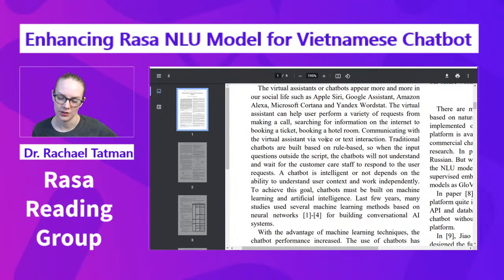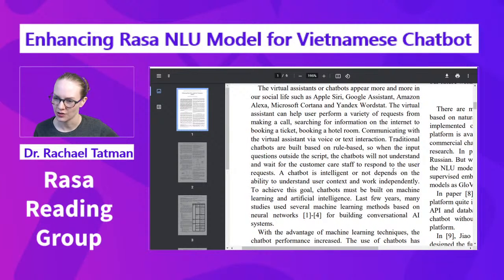Traditional chatbots are built on rule-based systems. So when questions outside the script are input, the chatbots will not understand and wait for customer care staff to respond to the user requests, which I think is a pretty common complaint with chatbots. They say, I'm sorry, I don't understand. I'm sorry, I don't understand. That sort of response over and over again.